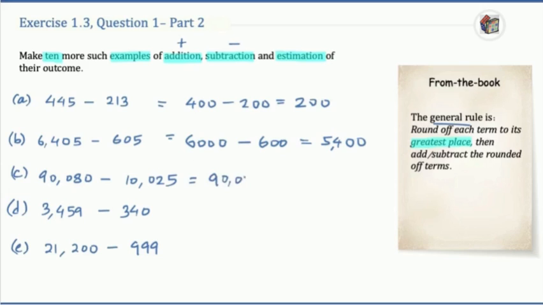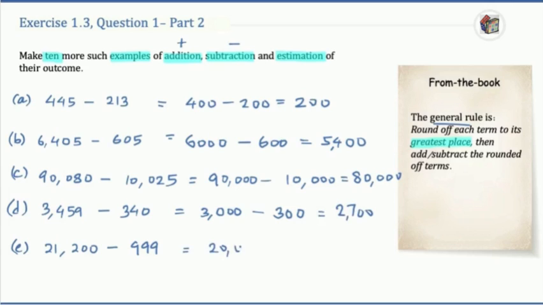90,080, the closest 10,000 is 90,000 itself. 10,025, closest 10,000 is 10,000. You subtract, that is 80,000. 3,459, closest to which thousand? 3 or 4? It's closest to 3,000. 340, closest to which 100? 3 or 4? Closer to 300. When you subtract, that is equal to 2,700.